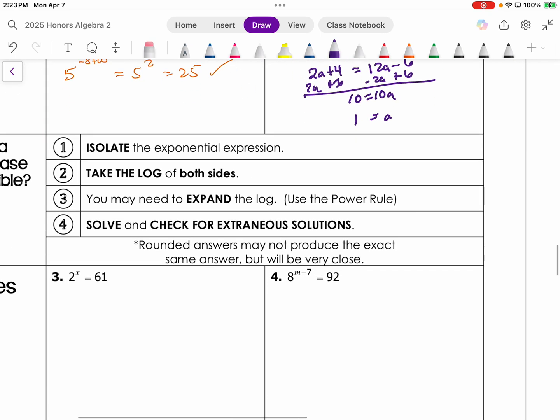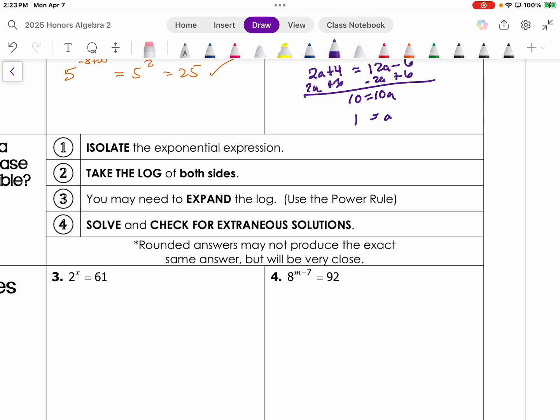As always, we isolate the exponential expression. We take the log of both sides. You may need to expand the log by using the power rule. And then we solve and check. And they tell us here that rounded answers may not produce exactly the same answers, but close. If you take it to a decimal, and the decimal is irrational, and you round it, when you go to check that decimal, it's not going to balance perfectly. That's what that little disclaimer is there for.